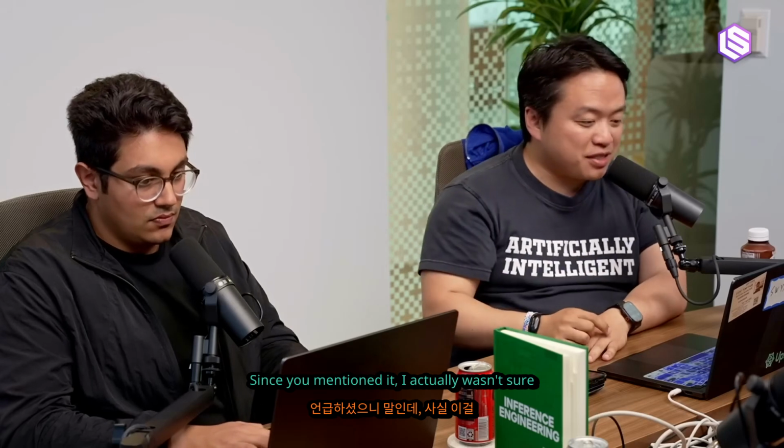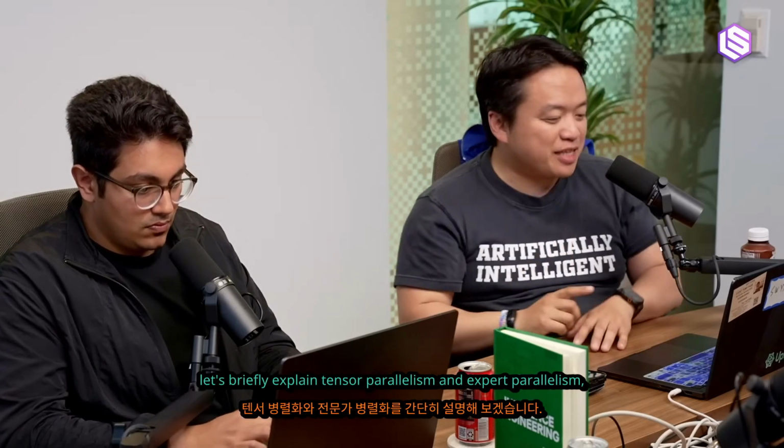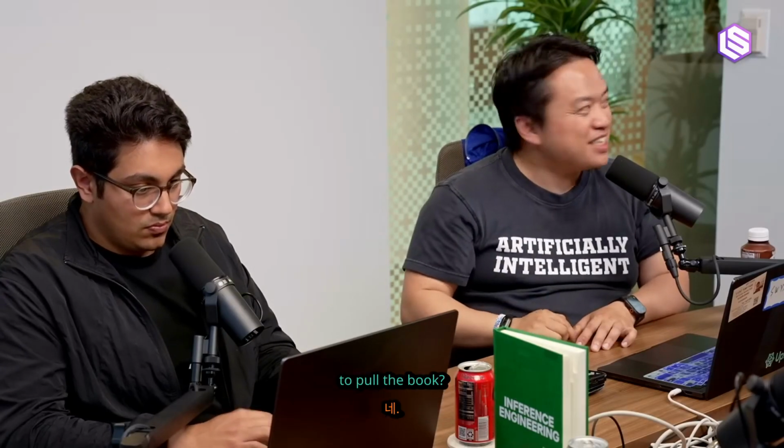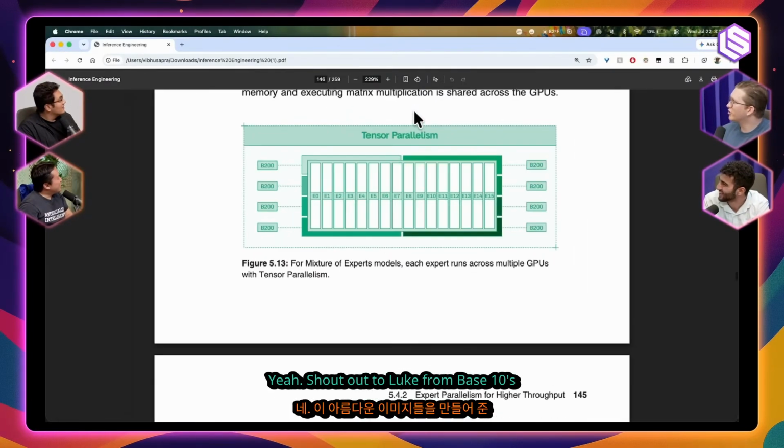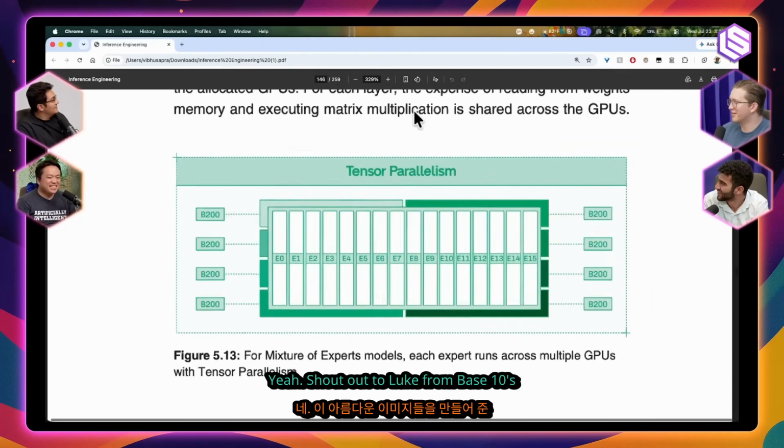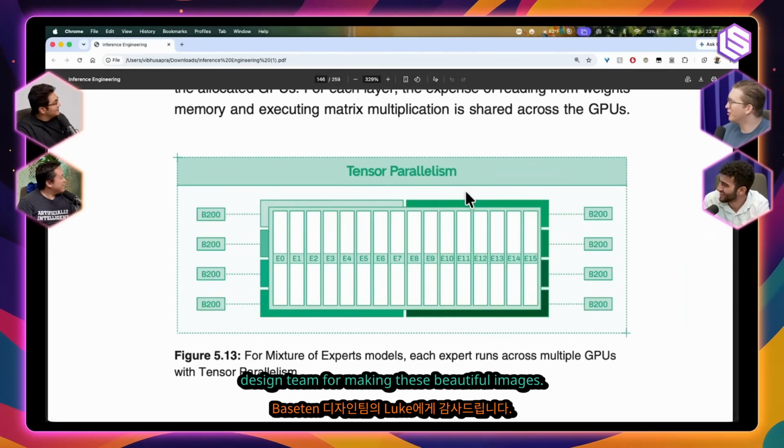Since you mentioned it, I actually wasn't sure if we were going to cover it, but let's briefly explain tensor parallelism and expert parallelism, since you have very nice images. I just want to show off your images. Shout out to Luke from Baseten's design team for making these beautiful images.